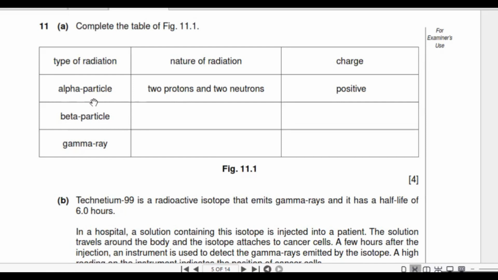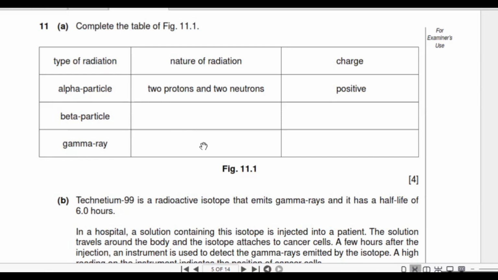Type of radiation: alpha radiations contain 2 protons and 2 neutrons. They carry positive charge. What about beta particles? Beta particles are electrons. Very good. Fast-moving electrons, you'll write fast-moving electron. And the charge? Negative charge.